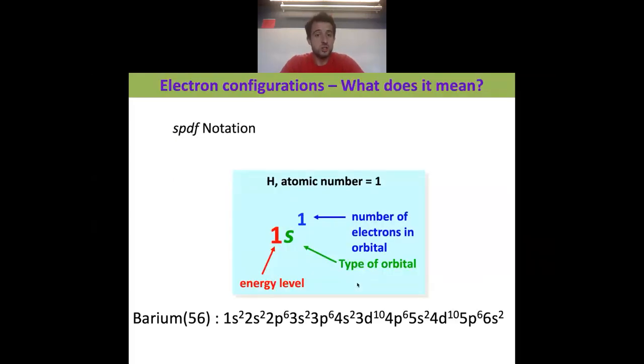Okay, yesterday we talked about this. The energy level is the first big number. The type of orbital is the little letter, and the number of electrons in the orbital is the superscript number. And then also, if you want to, pause the video and write down this electron configuration with barium, that's the longest one we're going to ask you to know.